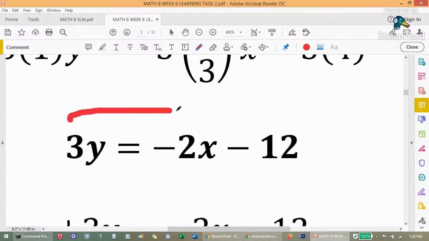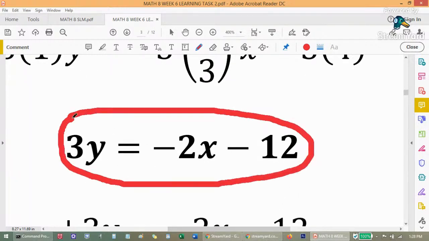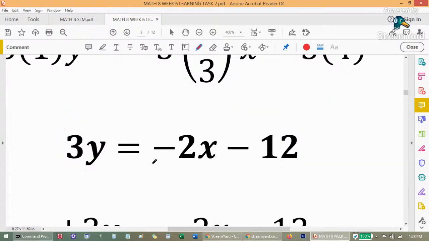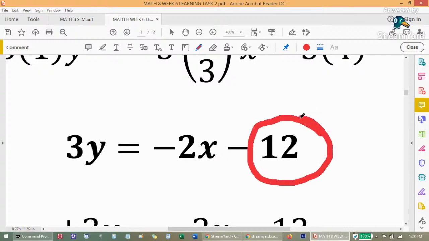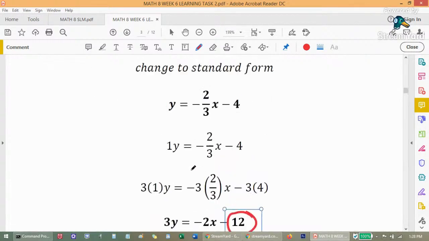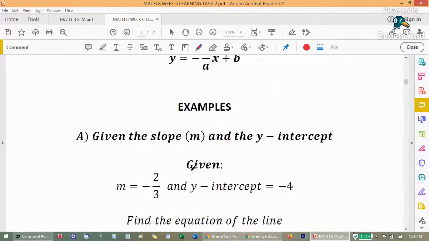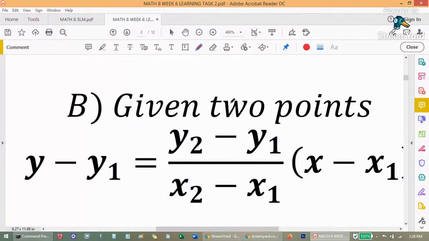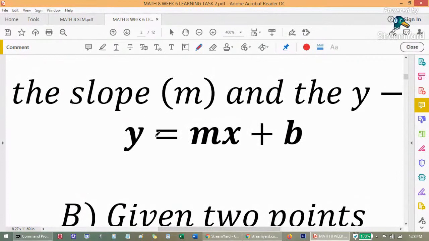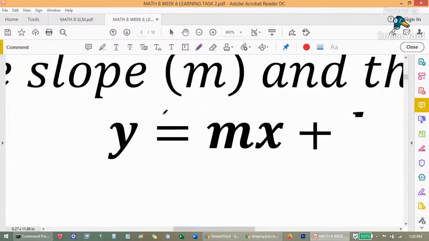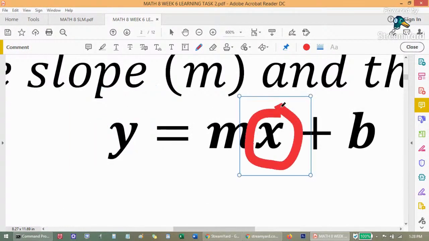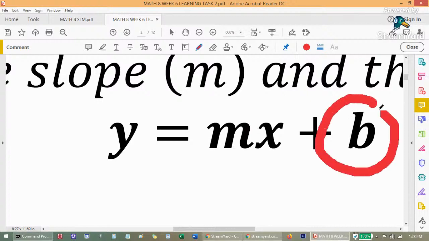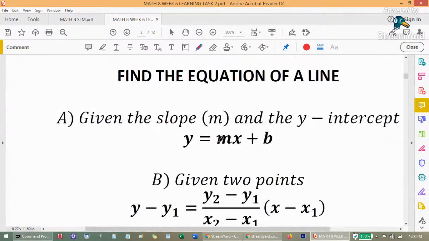Okay, so kung mapapansin nyo, malapit na to sa slope-intercept form. Ito yung y, ito yung x, ito yung constant. Parang ganito, no? Ito yung y, ito yung x, ito yung constant. Okay, malapit na siya sa form na yan.